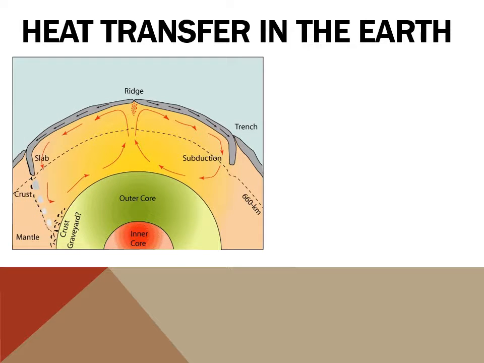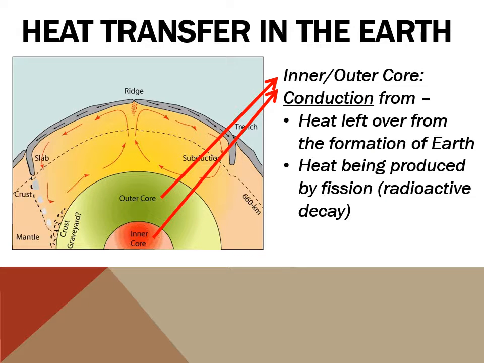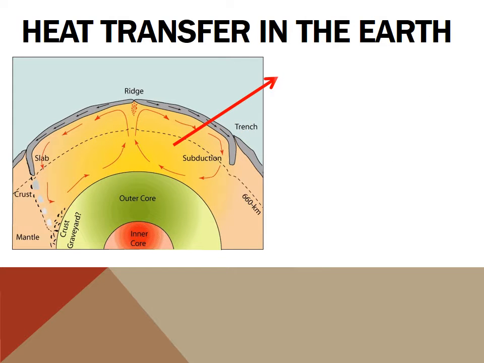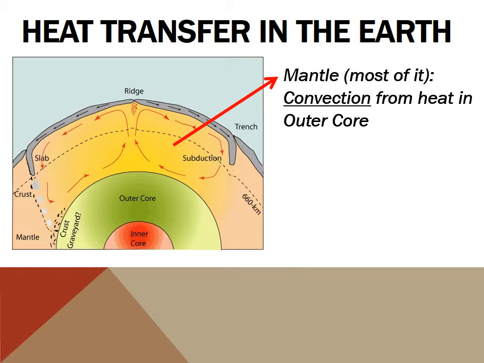So how does the heat transfer? Well, we've already talked about how the inner core and the outer core produce nuclear fission, and they also have the heat left over from the formation of the Earth. So that is transferred by conduction. Then that heat gets transferred into the mantle.